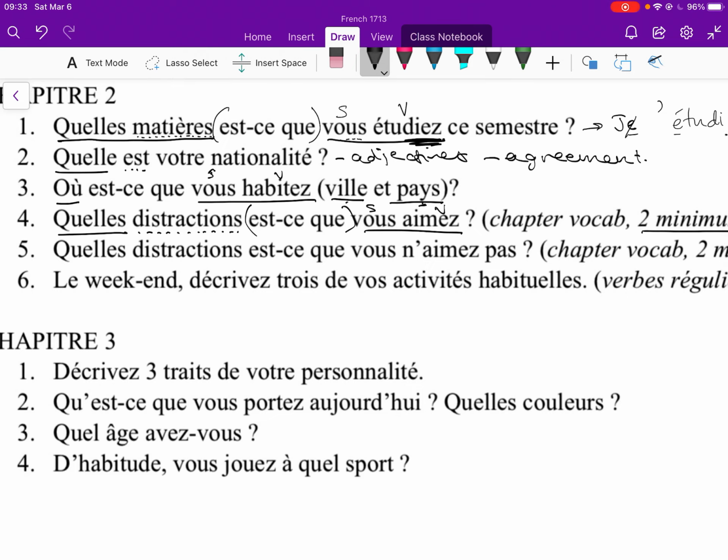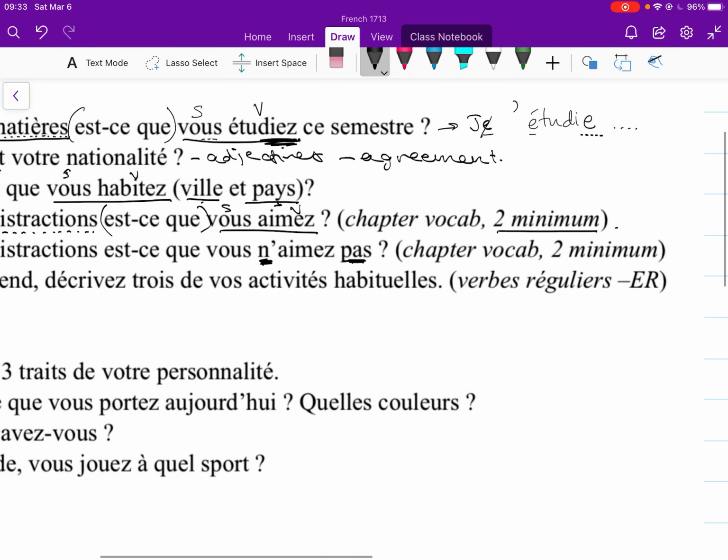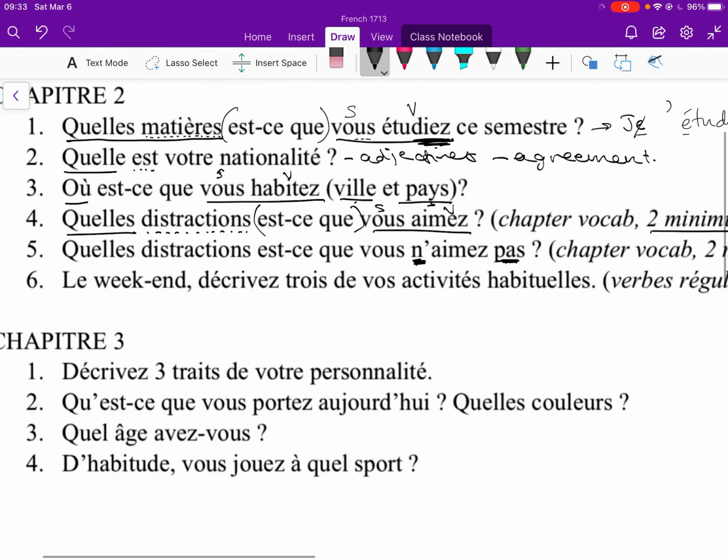Numéro 5, very similar. Quelle distraction est-ce que vous n'aimez pas? So once again, use your chapter vocabulary at 2 minimum, but here you're doing the negation. Numéro 6, le week-end, décrivez 3 de vos activités habituelles.